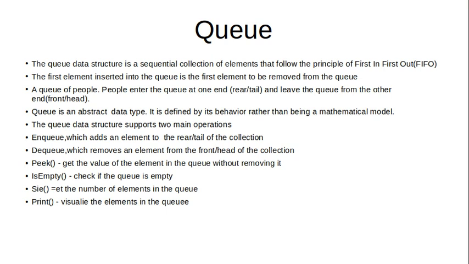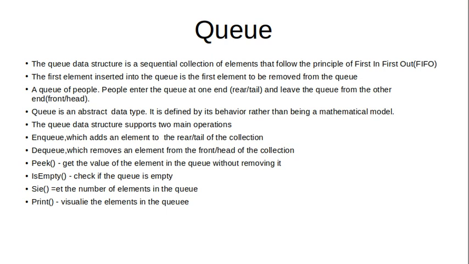Now, in this episode, we're going to look into queue. Now, queue data structure is a sequential collection of elements that follow the principle of first in, first out. The first element to be inserted into a queue is the first element to be removed from the queue.